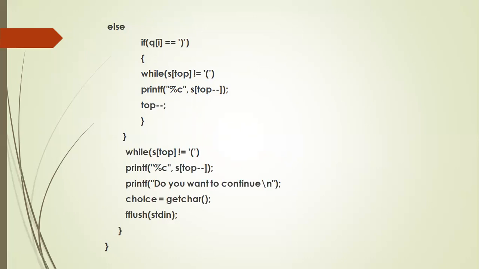Then while the top is not equal to the left bracket, display one by one on the monitor. Because after all these operations, if some more symbols are there in your stack, you pop them one by one and add them to P. So the last while loop is for that purpose. After that, if you want to continue converting one more expression, use choice equal to Y, otherwise you give choice equal to no.